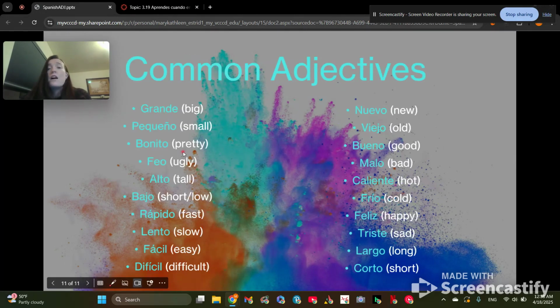Okay, so now we learned how to use the Spanish adjectives. Here's some common ones. Grande, pequeño, bonito, feo, alto, bajo, rápido, lento, fácil, difícil, nuevo, viejo, bueno, malo, caliente, frío, feliz, triste, largo, corto. So now you know that any ones that end in the E don't decline with the gender. So it's un hombre grande, not un grande hombre, o una mujer grande. But you would say un hombre pequeño y una mujer pequeña.